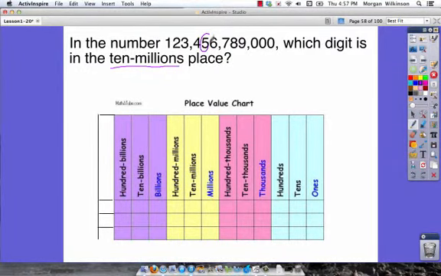Now, we didn't need to do that. If you know this number is 123,456,789,000, you could identify straight away that the 5 is going to be that value in the 10 millions place. You could write it out like we did earlier, or check back on the chart we did before because we had the same number.